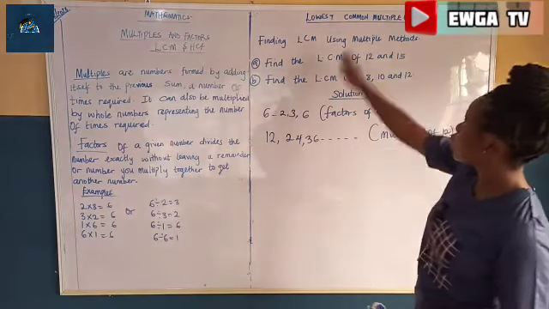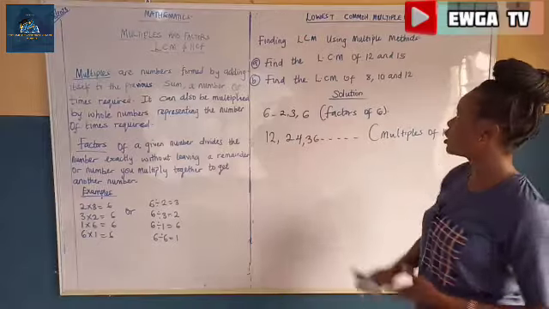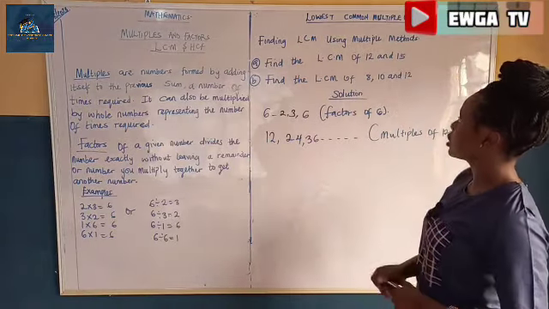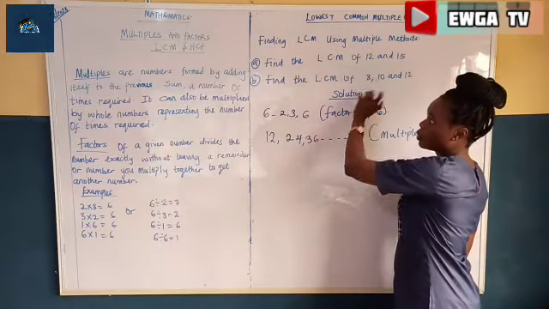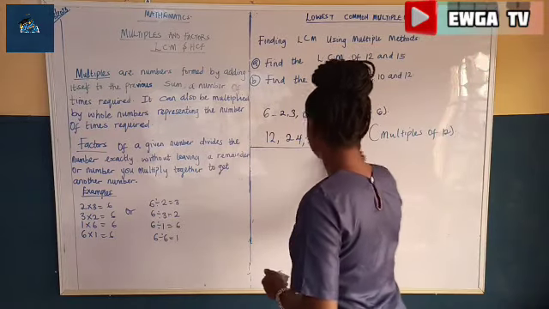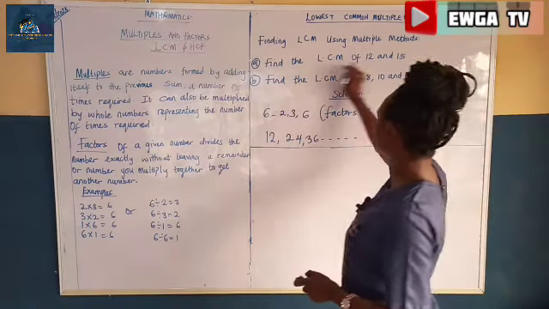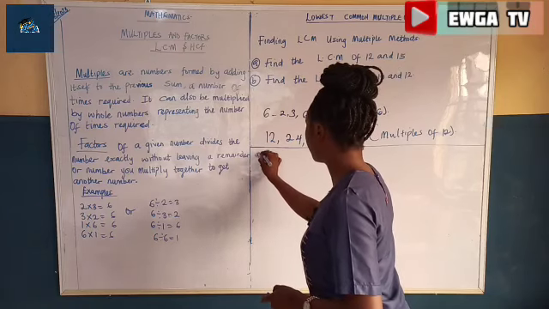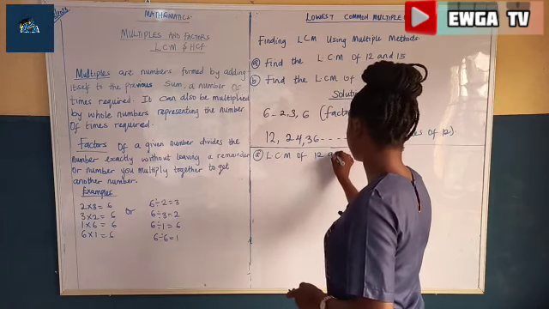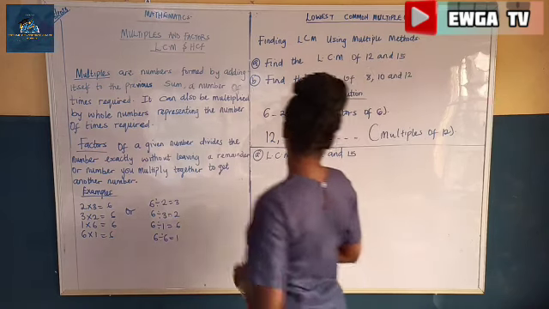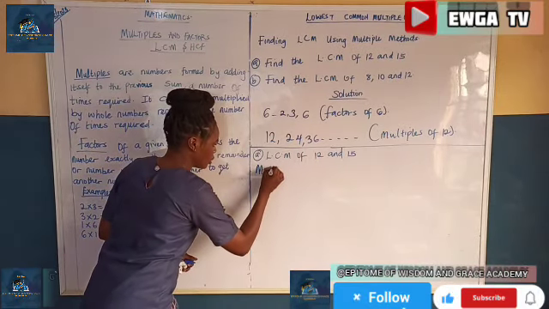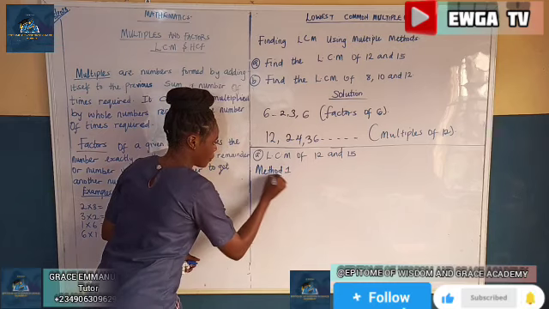Now quickly we'll be going to the lowest common multiple. I actually gave some examples here: finding the LCM using multiple methods. I'm going to be using 2 methods, so you can use any of your choice, the one you are very good at. Now the first question: find the LCM of 12 and 15. So this is the first question, the LCM of 12 and 15. Let's go with method 1, the first method.